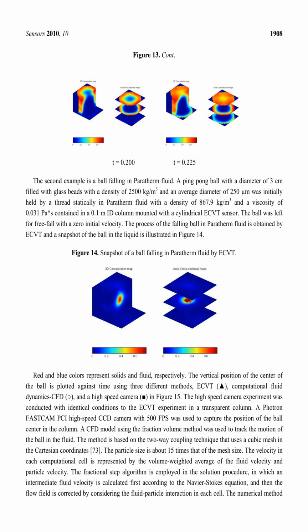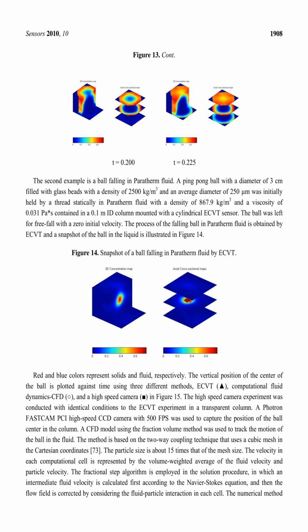density of 867.9 kilograms per meter cubed and a viscosity of 0.31 Pascal seconds, contained in a 0.1 meter ID column mounted with a cylindrical ECVT sensor. The ball was let free fall with a zero initial velocity. The process of the falling ball in paratherm fluid is obtained by ECVT, and a snapshot of the ball in the liquid is illustrated in Figure 14.